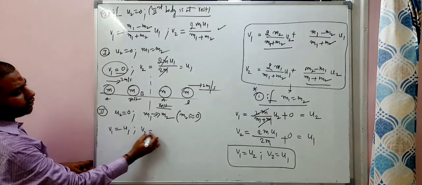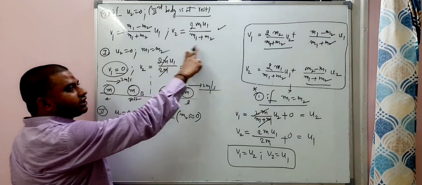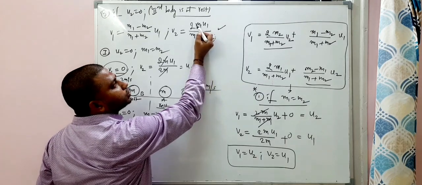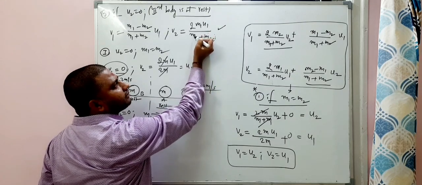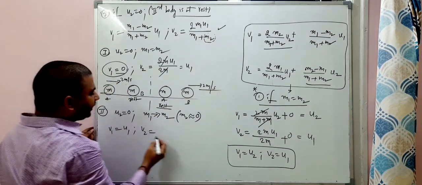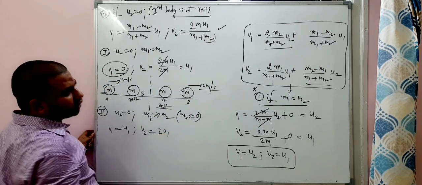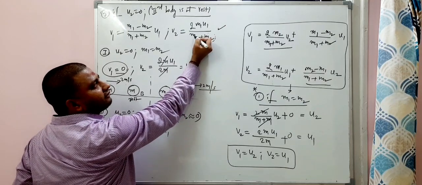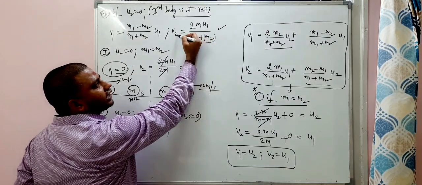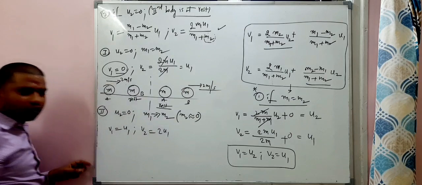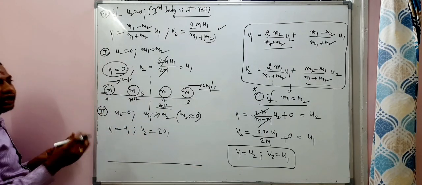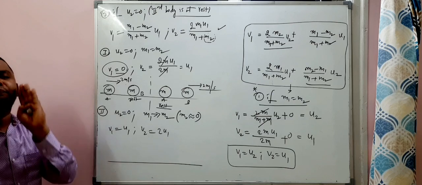And v2 is equal to, here m2 is 0, so this term will be 0, and 2m1 by m1, the m1 cancel and you get it as 2u1. Once again I am telling you, m2 is 0, so here m1 cancels and you will get v2 is equal to 2u1. And with the diagram I will represent so that you will understand 100%.